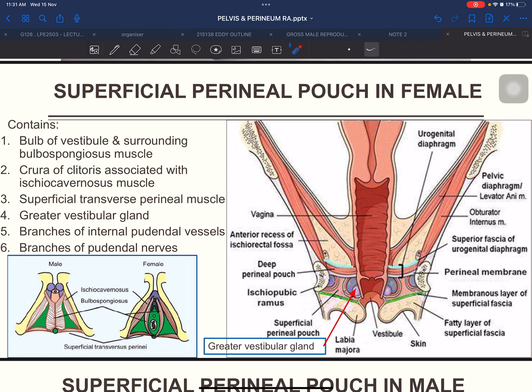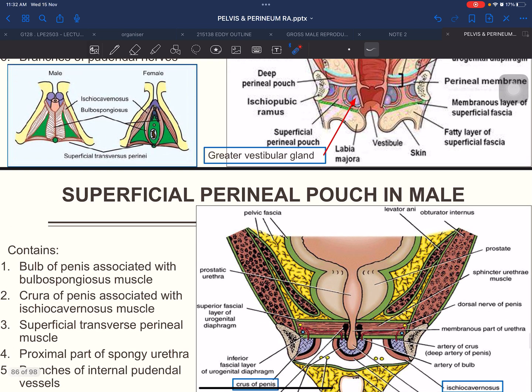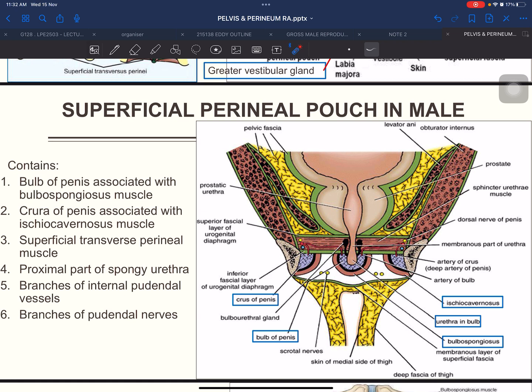How about in male? The bulb of penis, remember the bulb will be enveloped by the bulbospongiosus. The crura is enveloped by the ischiocavernosus, whether male or female. So this is the bulb of penis and these are the muscles. This is the crus of penis and this is the muscle. These belong to the superficial perineal pouch. Is there also a superficial transverse perineal muscle? This one, right? I'm not sure. It's similar to female, it has the superficial transverse perineal muscle.